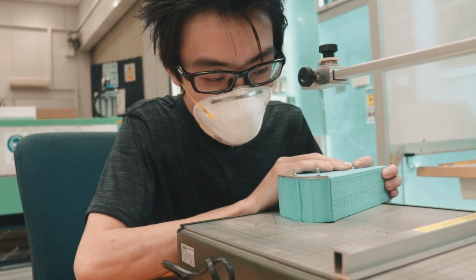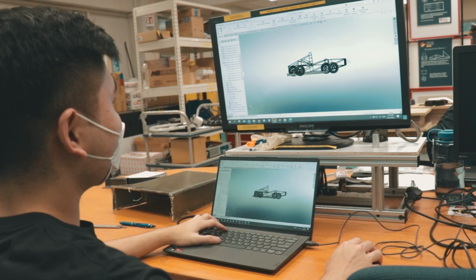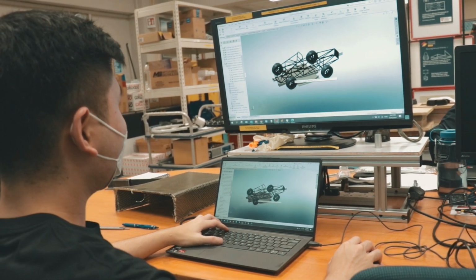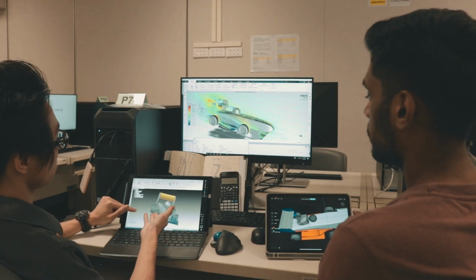For myself, I'm responsible for the design and analysis of the rear wing and under tray diffuser of the car, which affects the flow of the air at the rear and underneath the car respectively. The purpose of these components is to generate as much downforce as possible for the car when moving at high speeds. The design and analysis of these components are done through computational fluid dynamics, or CFD in short.